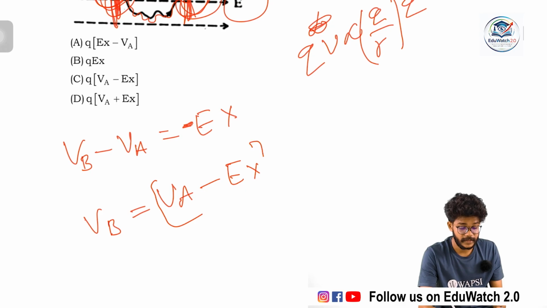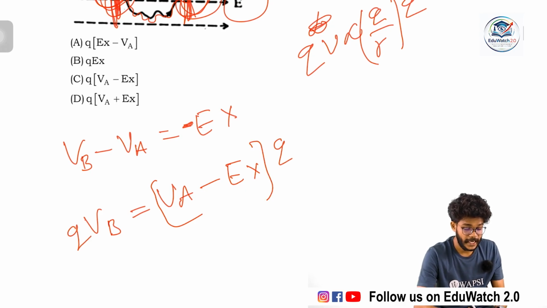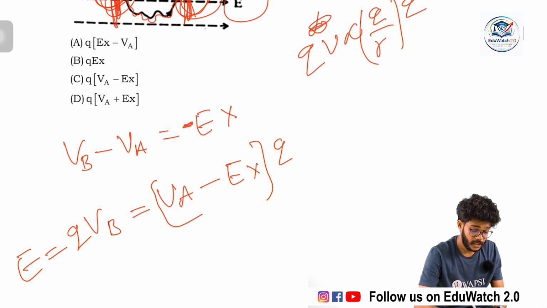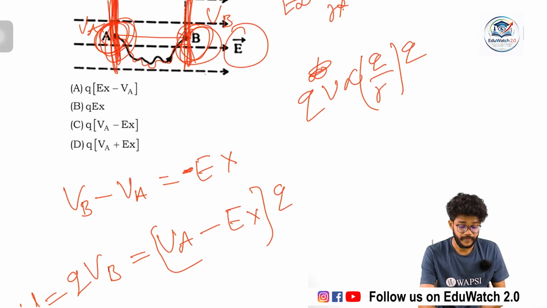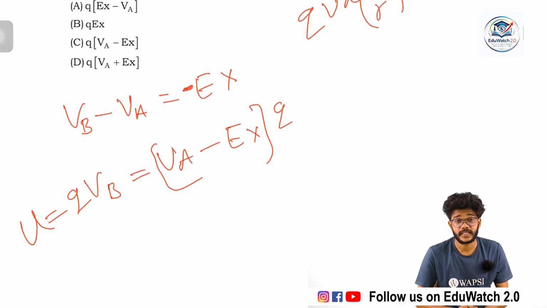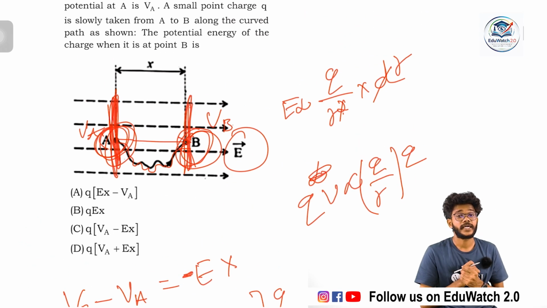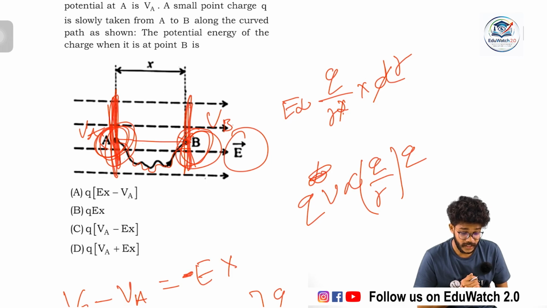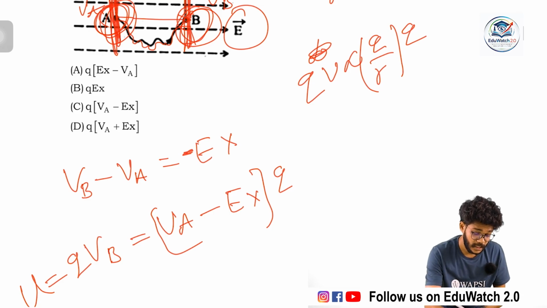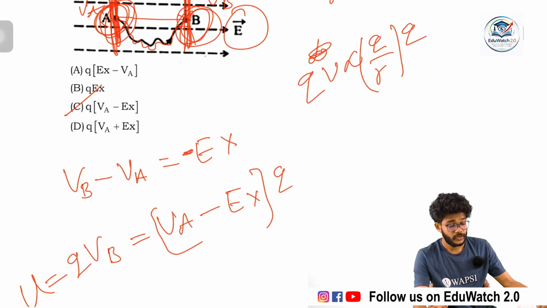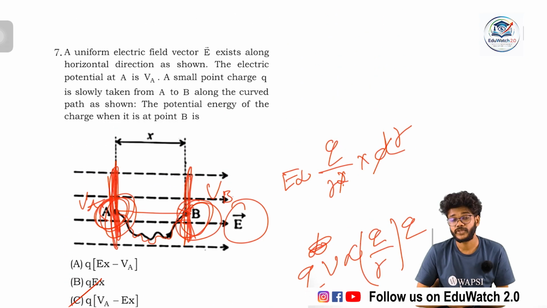Then it is multiplied by Q. The potential energy U is equal to Q into VB, that is, Q into VA minus EX. The reason I give the negative sign for E is that we have to calculate the potential energy at the final point, the potential energy of the charge when it is at point B. So option C is the correct answer. Now we can move to our last question in this section.